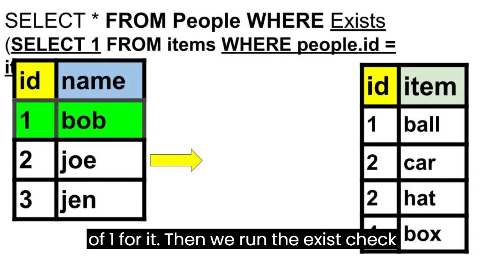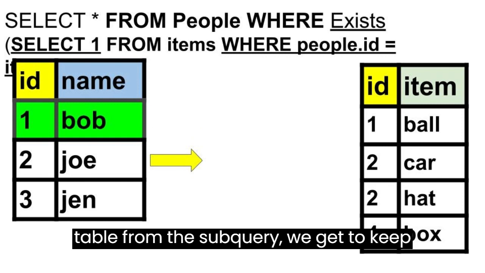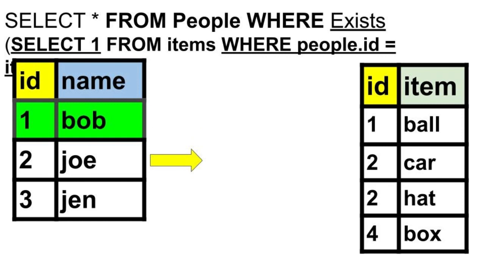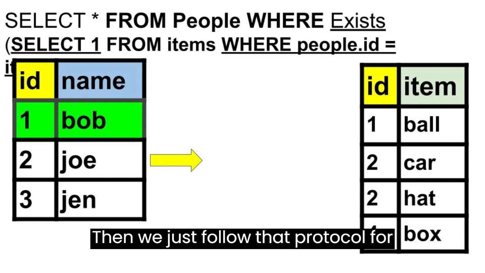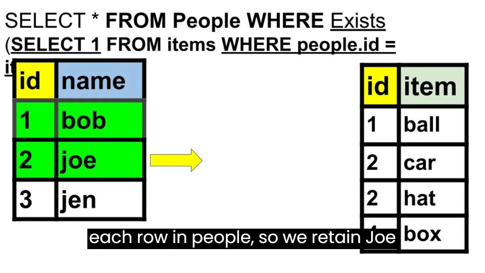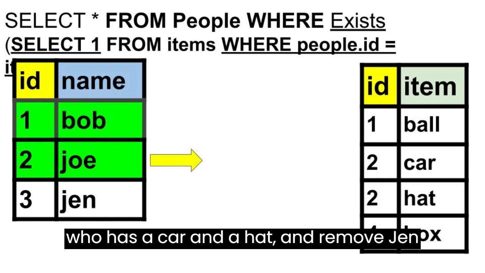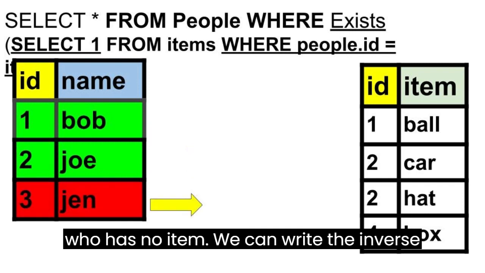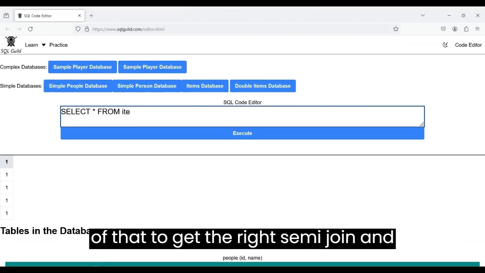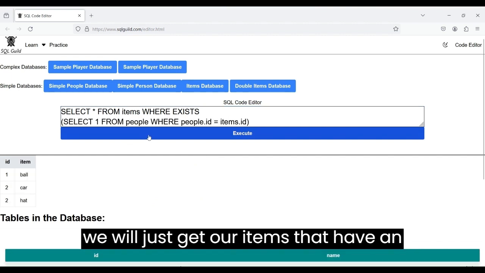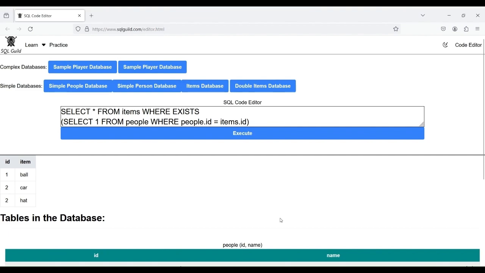Then we run the exists check, and since there is a row in the resulting table from the subquery, we get to keep Bob in the result of our outer query. Then we just follow that protocol for each row in people, so we retain Joe, who has a car and a hat, and remove Jen, who has no item. We can write the inverse of that to get the right semi-join. And we will just get our items that have an owner in the people table.